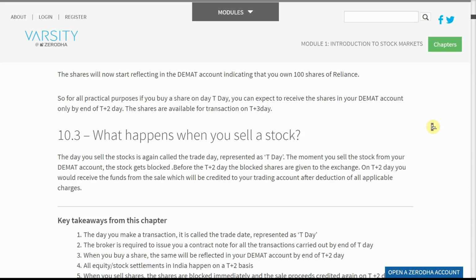10.3 What happens when you sell a stock? The day you sell the stocks is again called the trade day, represented as T day. The moment you sell the stock from your Demat account, the stock gets blocked. Before the T plus 2 day, the blocked shares are given to the exchange. On T plus 2 day, you would receive the funds from the sale, which will be credited to your trading account after deduction of all applicable charges.